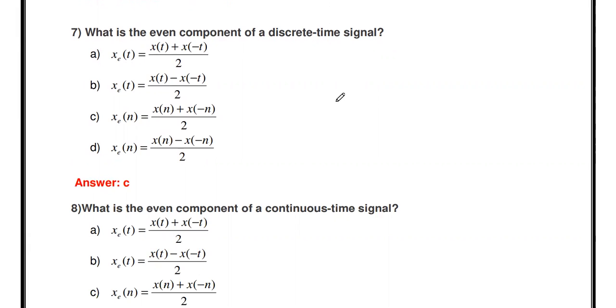Already you know that each signal, either a continuous time signal or a discrete signal, can be written as consisting of some even component as well as an odd component.